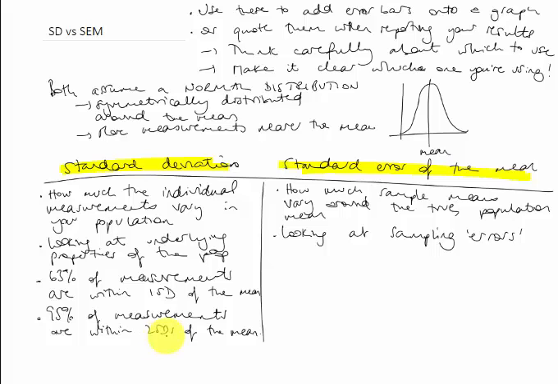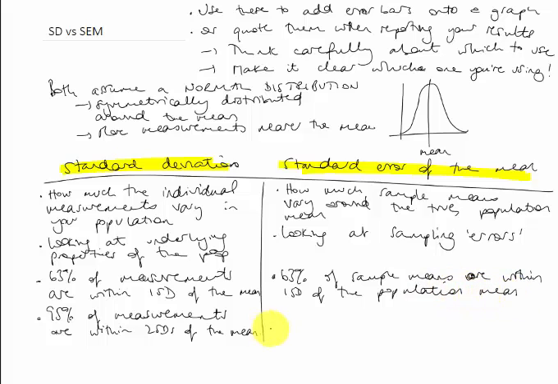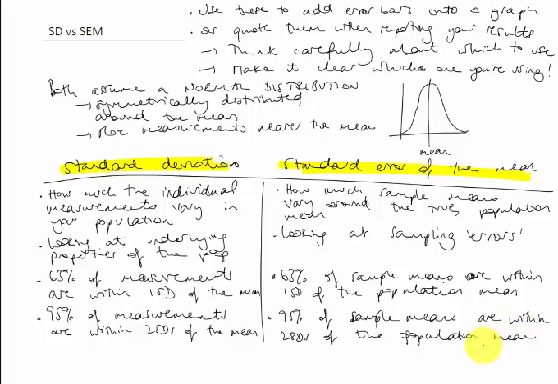Now, similar story for the standard error of the mean, but here 63% of sample means are within 1 SD of the population mean, and 95% of sample means are within 2 SDs of the population mean. So similar but different.